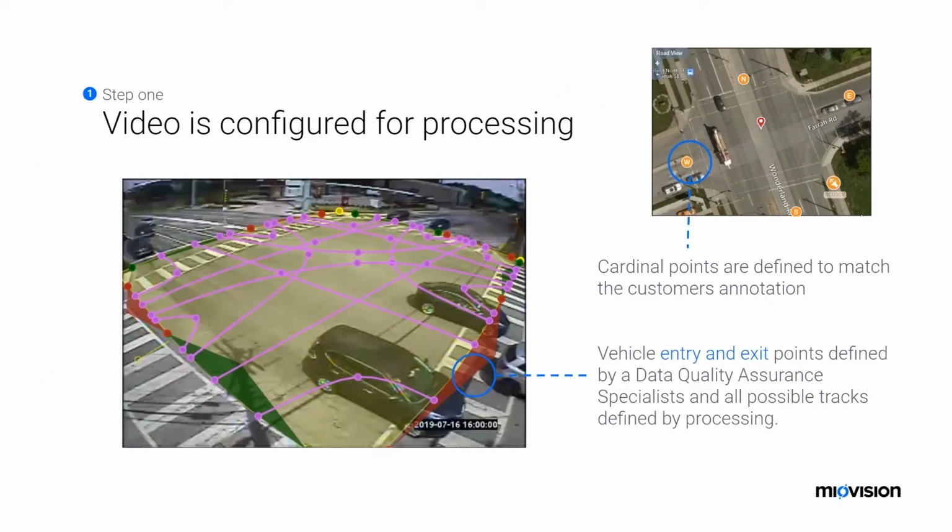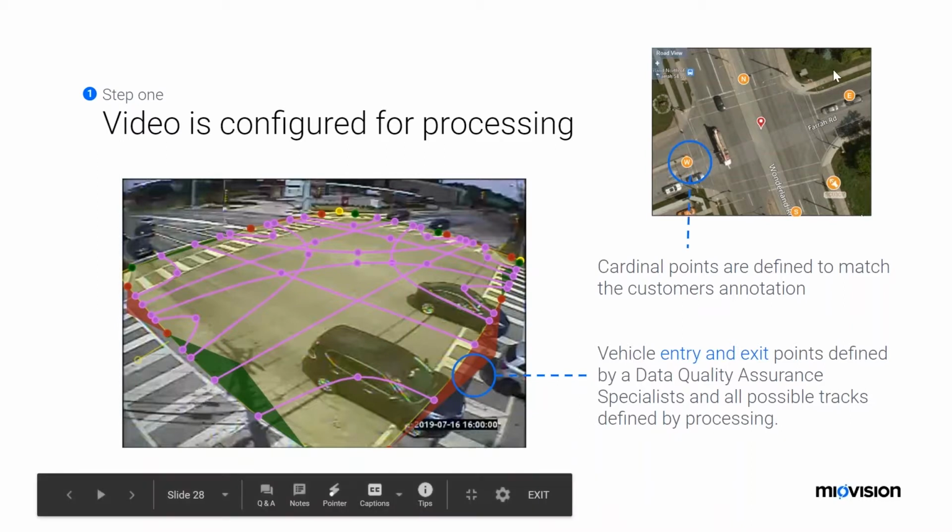So step one is our configuration step. So here's where we're mapping out all the movements, highlighting the entrance and exit areas. And we do that based on the customer's annotation. So on the top right, we can see the customer's annotation.